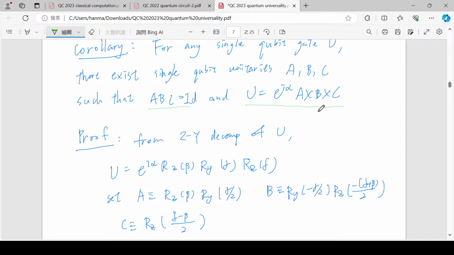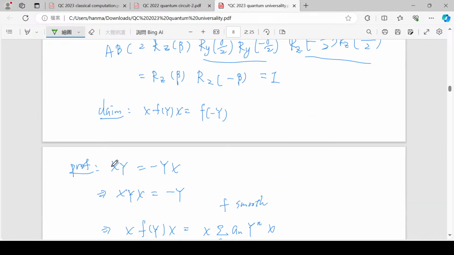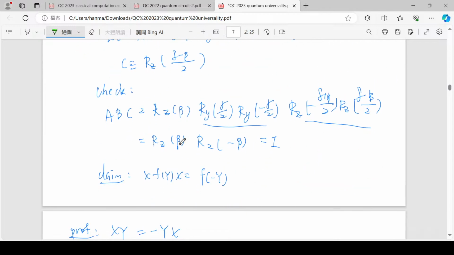And then why does it get back to U? Basically, to get back to U, we need to analyze what is the X B X part. Okay, sorry, not X beta, X B X part. So if you sandwich B with X and X, I claim that it actually gives you a negative angle here.